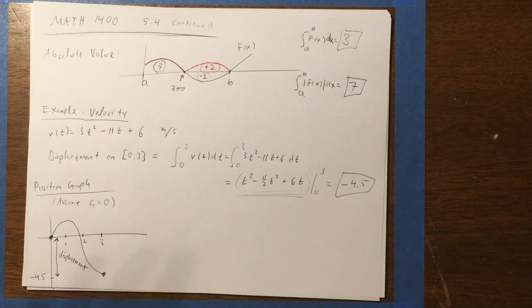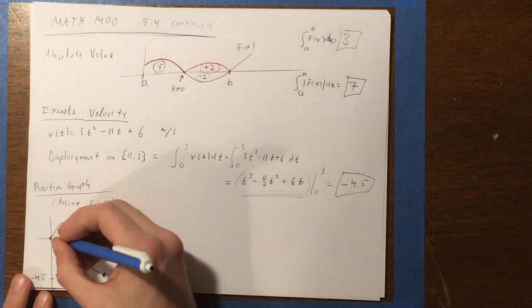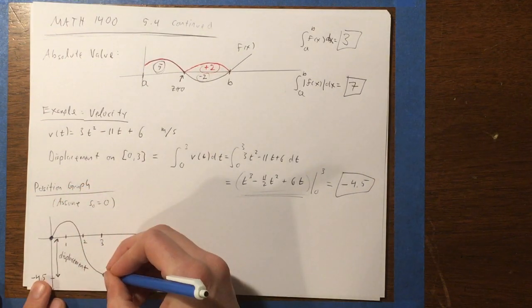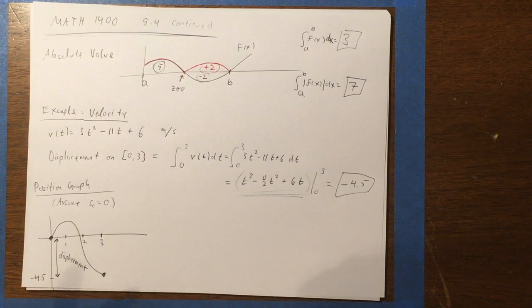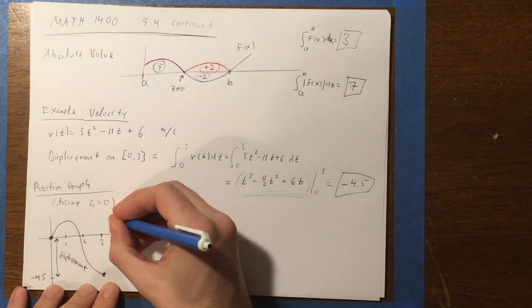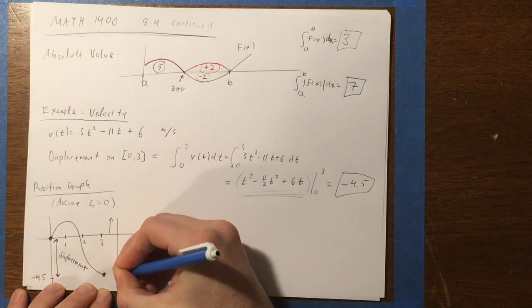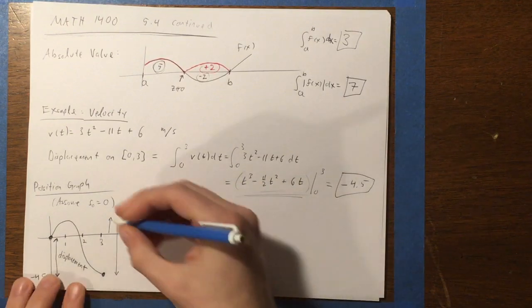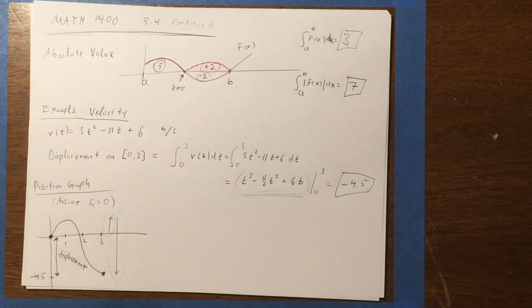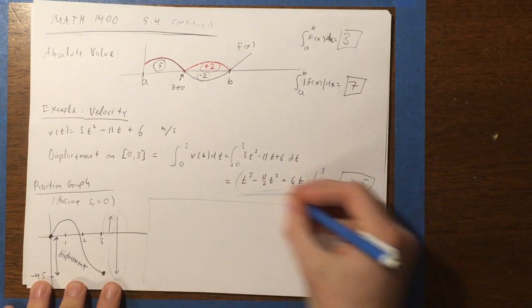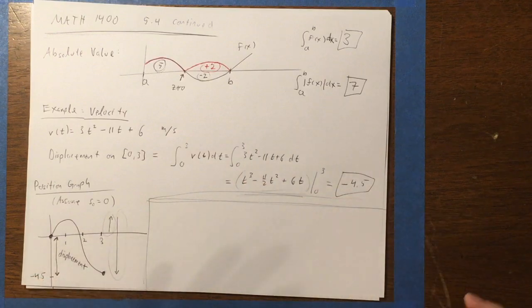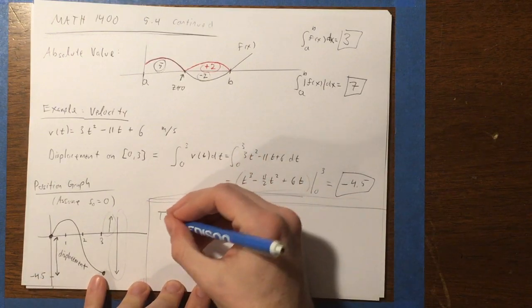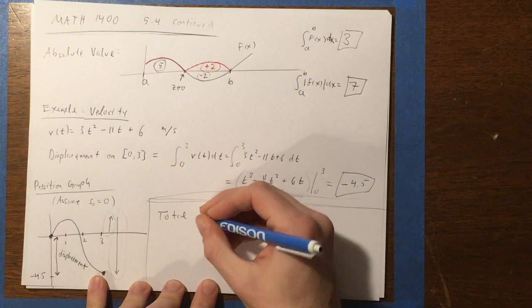However, that's not the same as the total distance traveled by the object, right? It's the distance between its starting position and its ending position, but the total distance traveled by the object is going to be more like it went up by a certain amount and then it went down by a certain amount. And the total distance traveled would take this distance plus that distance, right? So to calculate the total distance traveled by the object being described by this velocity function, what we'd need to do is use the absolute value of the function.